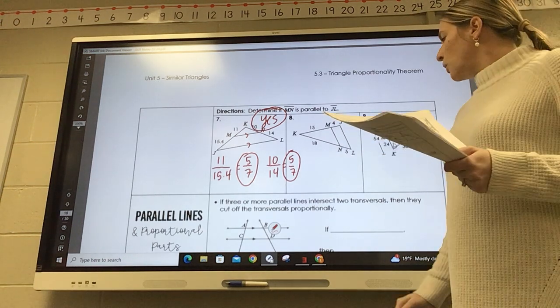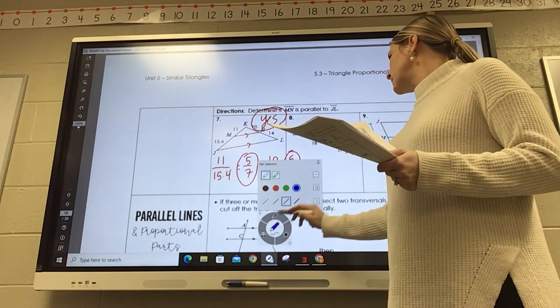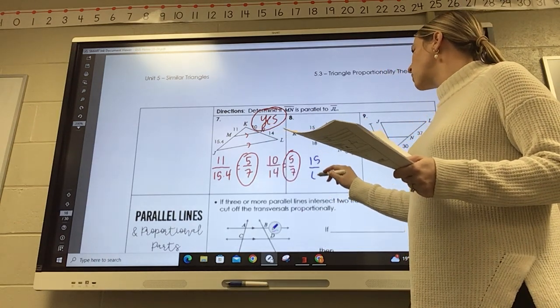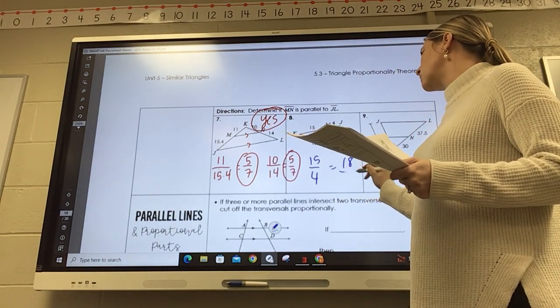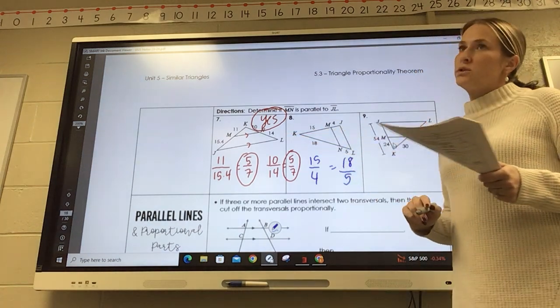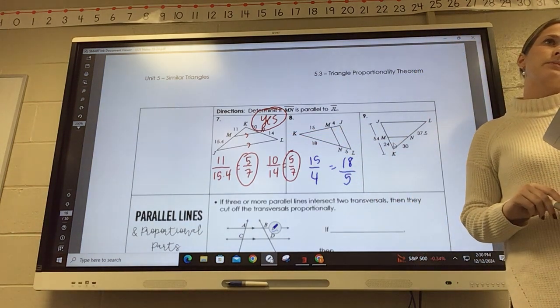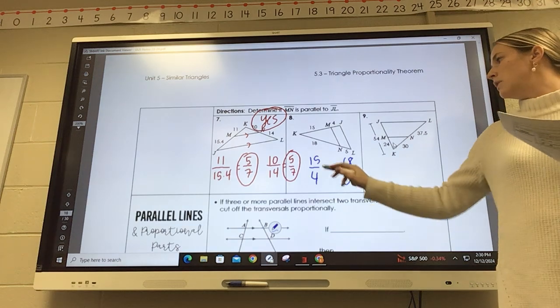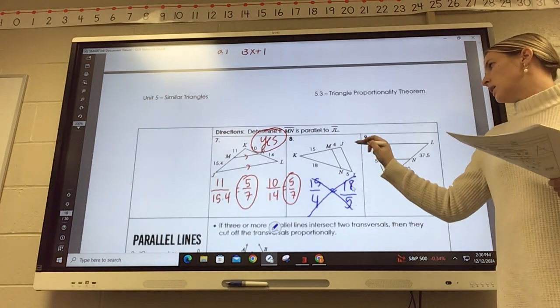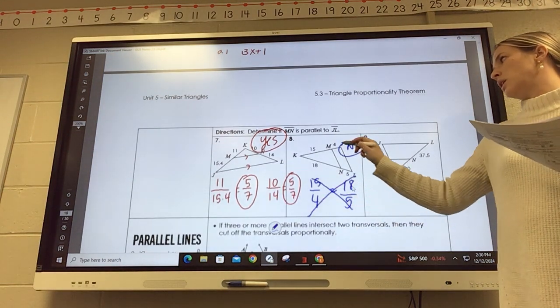All right, 8. If I did 15 over 4 and 18 over 5, were those two things proportional to each other? Yes or no? No. Okay, so these are not parallel to each other.